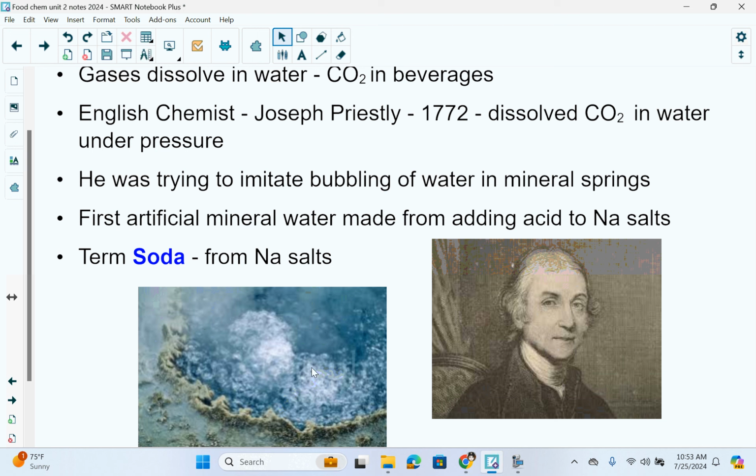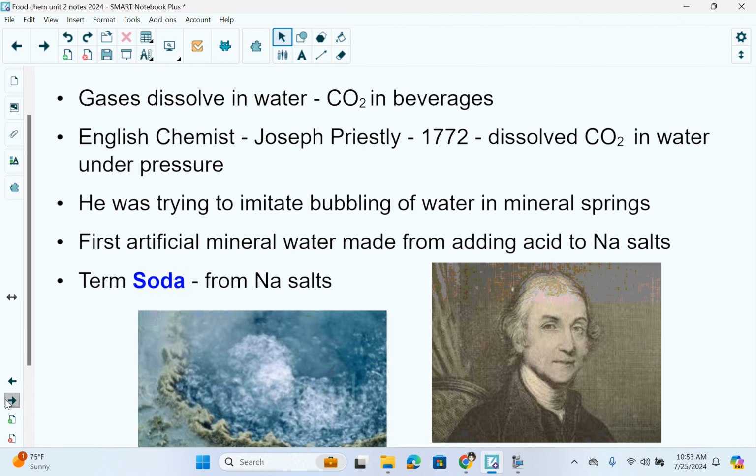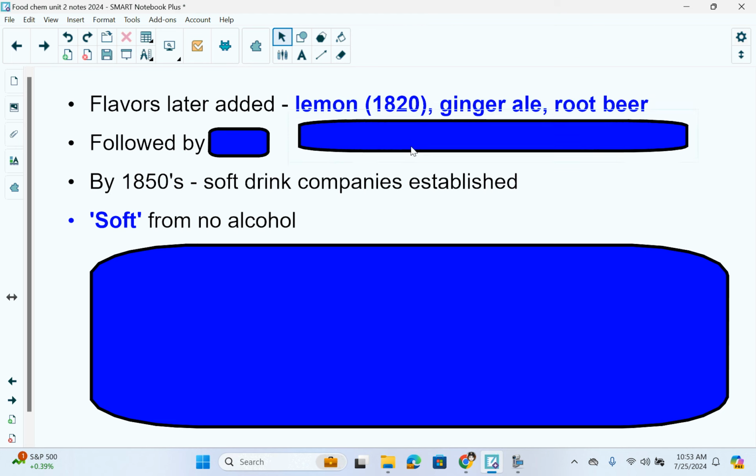So the first artificial mineral water was made from adding acid to sodium salts. That's where the term soda from the sodium salts came from. You're welcome. Now, flavors were later added, and I just blocked this to get you to think, do you know what the first sodas were, or even the first flavors were? So when I talk about this in class, I give you a chance to guess, so you can guess now or not. It's totally up to you if you're watching this.